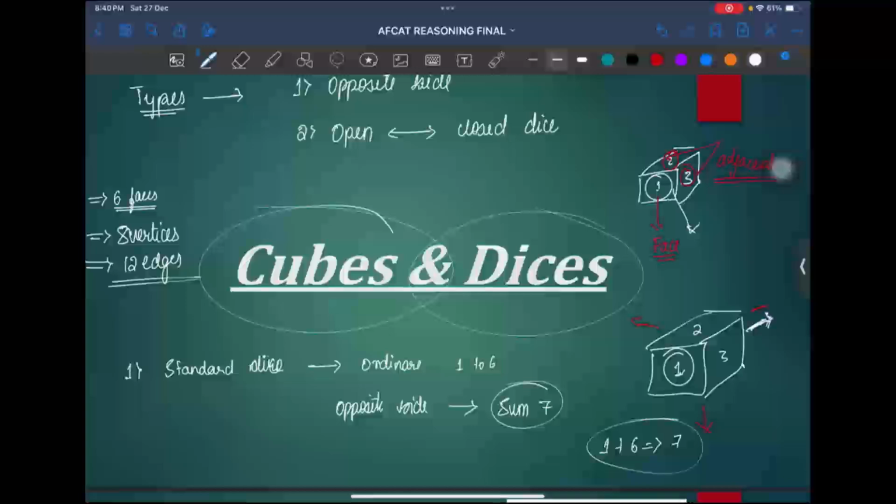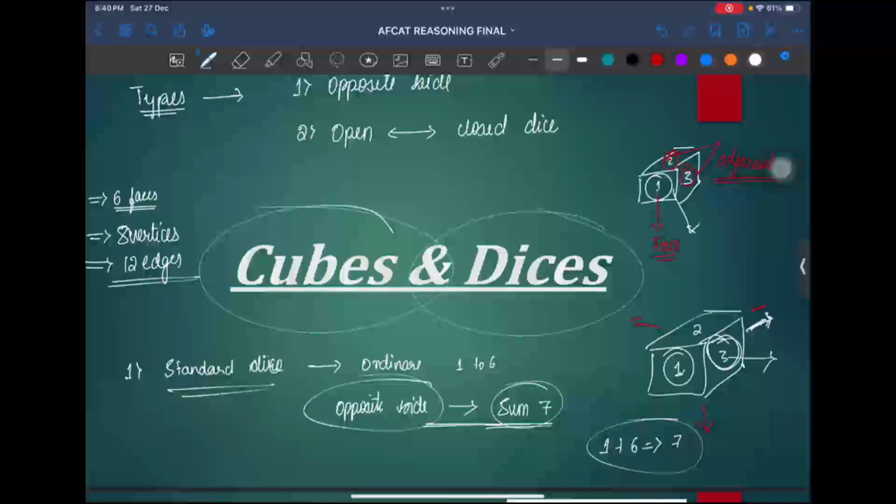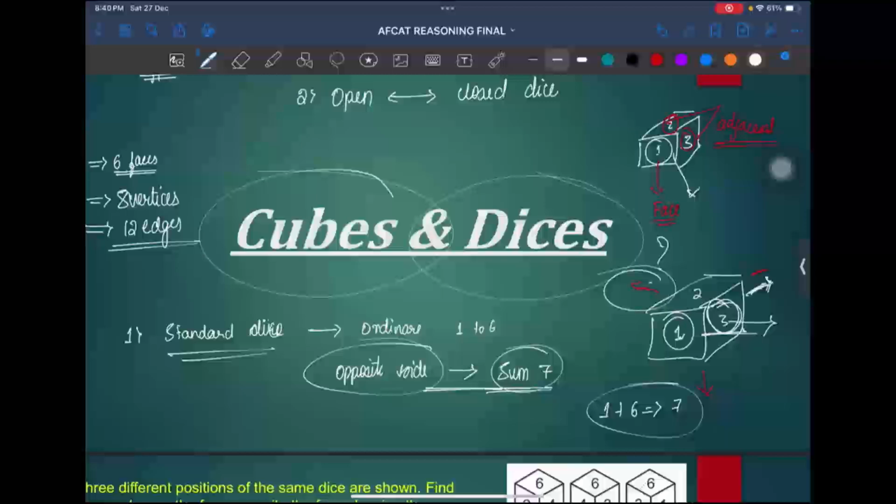So you just need to know that in a standard dice, the sum of opposite sides will always be equal to 7. I'll just ask you a question. What will be the opposite face of 3? What will be the opposite position of this for the 3? So what will be that? 4. Yeah, because we know that the sum of two opposite faces will be 7, and we already have 3, so we need to find the other value.